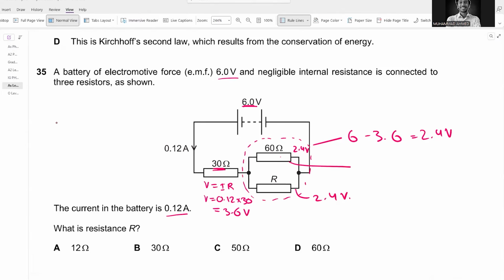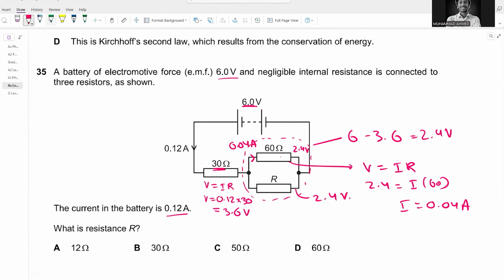Furthermore, can you calculate the current across the 60 ohm resistor? Yep. V is equal to IR. Voltage क्या है 2.4. I हमें नहीं पता, resistance 60 है. 2.4 divided by 60. The current across the first resistor is what? 0.04 ampere. The current across the first resistor is 0.04 ampere. Can you calculate the current across the second resistor? ये capital R के across current निकाल सकते हो? Yes, 0.08 ampere. That is the current across the capital R resistor.